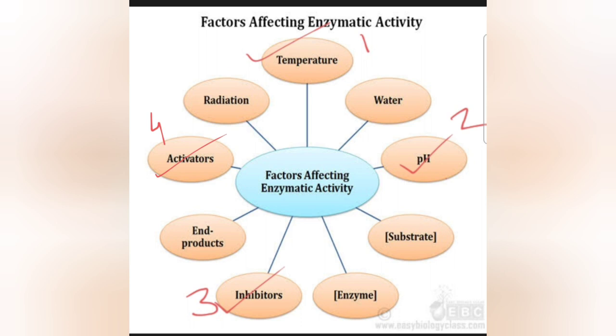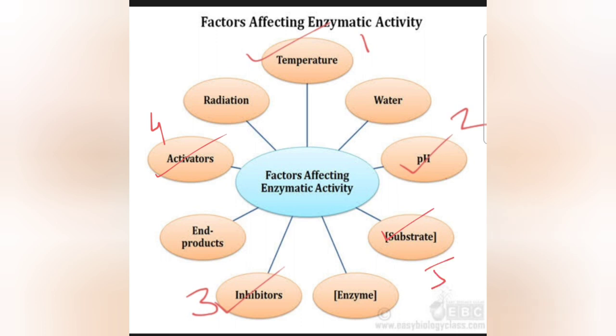And activators can regulate the enzyme activity by binding at the allosteric site of the enzyme, producing a change of the active site in a positive way, in a favorable manner, so that the substrate can bind tightly with the active site of the enzyme. Okay, so you have learned this previously, and this is how activators or inducers affect the enzyme activity. Next, we have substrate concentration.